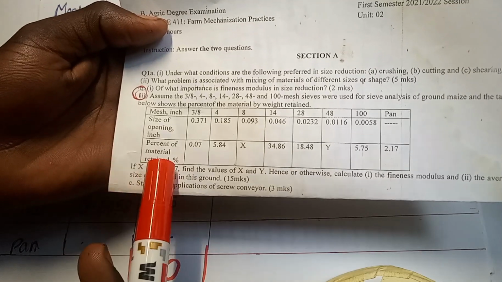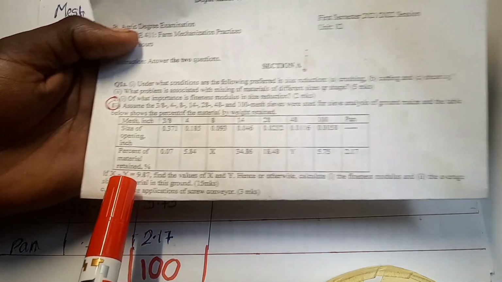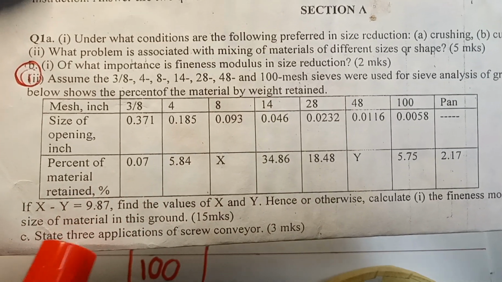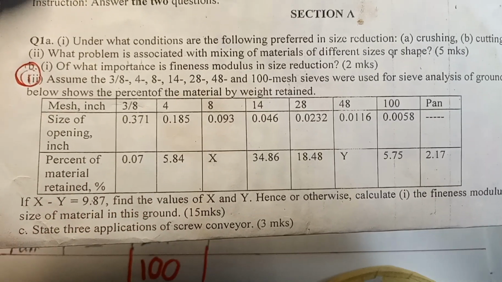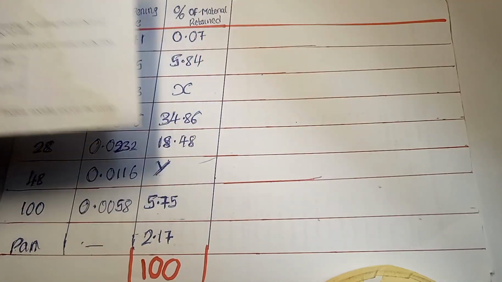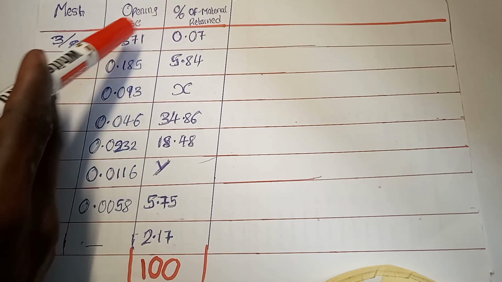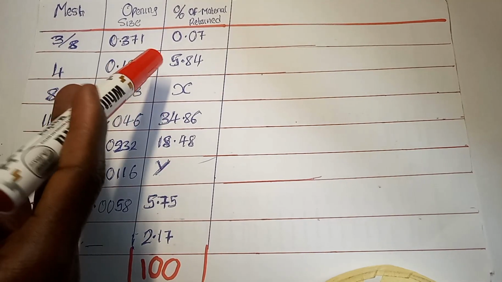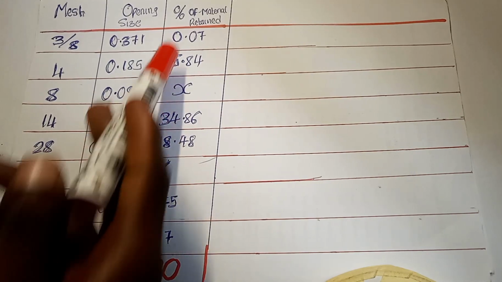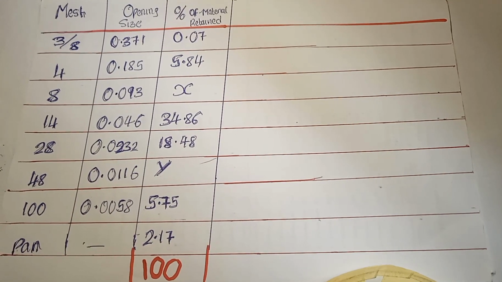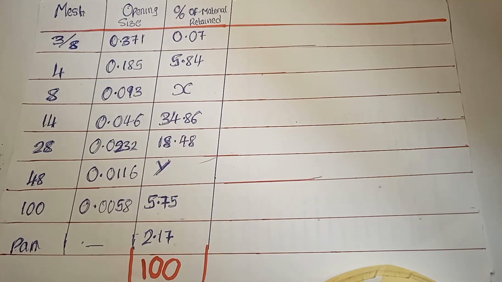Now let's proceed with our calculation. If you want to calculate the value of x and y, don't forget that they give us one equation, which is x minus y equals 9.87. Coming back to our question, you realize that we have percent retained, and I told you that if you hear percentage in the question, you are definitely summing up to 100%. That's the reason why I put 100 here. So you are summing all this to 100%.